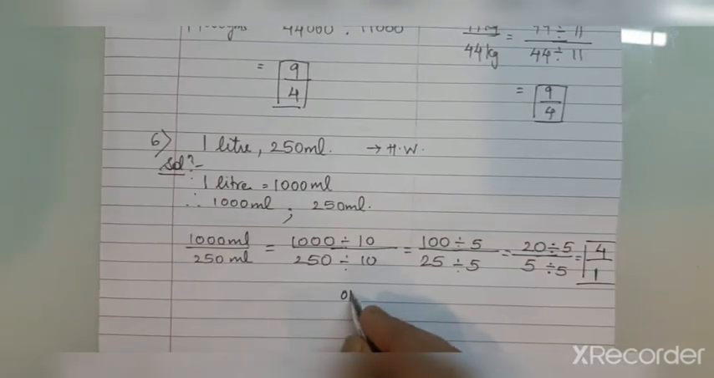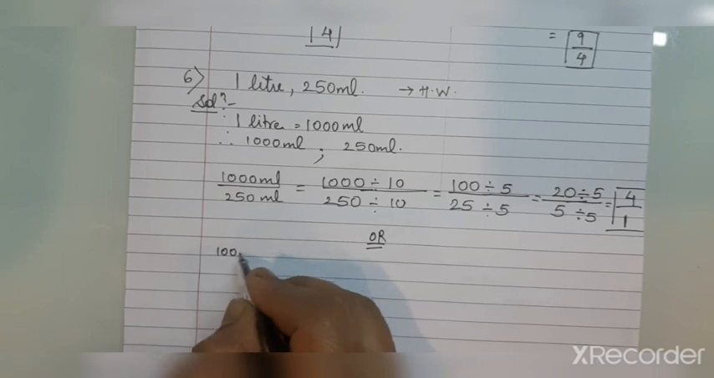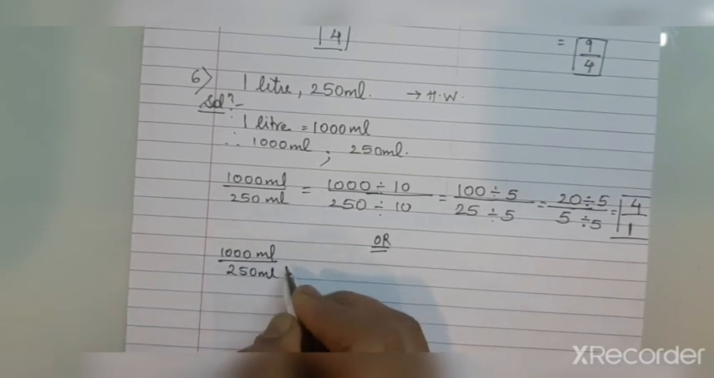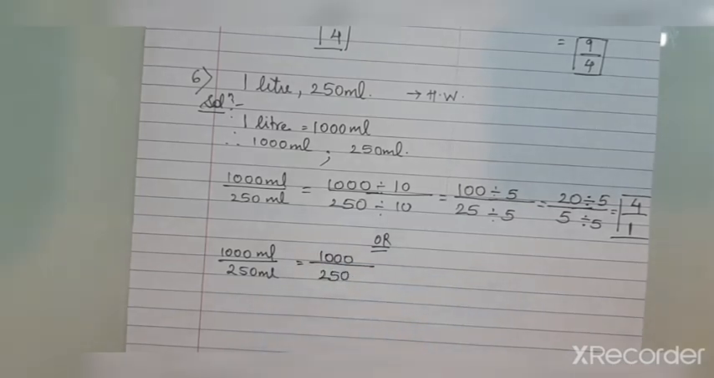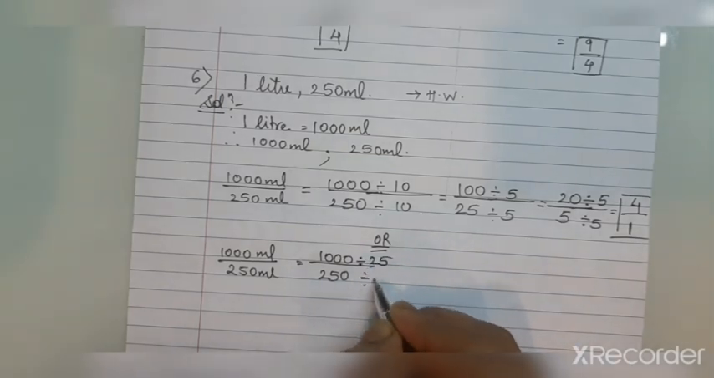So I was just telling you all that if you do it directly, you don't have to do both methods. If you know your tables very well, and you know that yes, 1000 and 250 are divisible by 250, 250 4s are 1000 and 250 1s are 250. Or you can even start directly with 25.